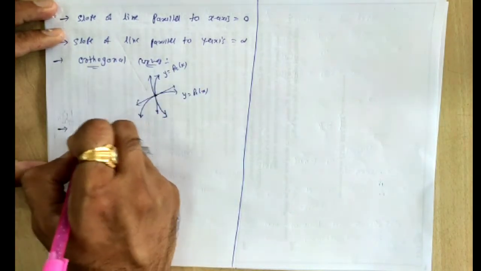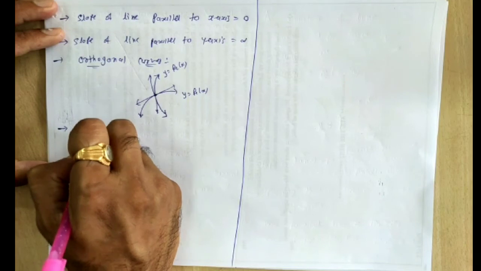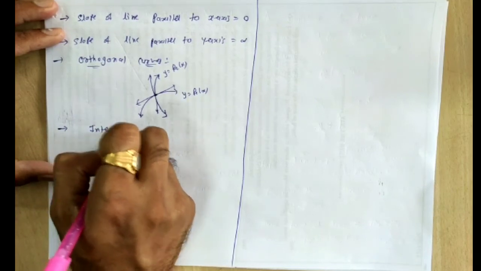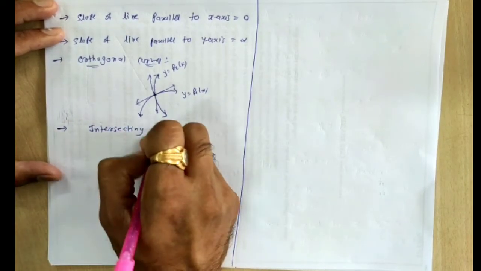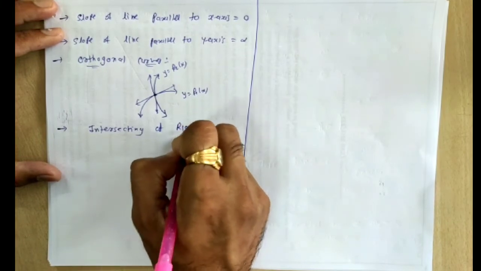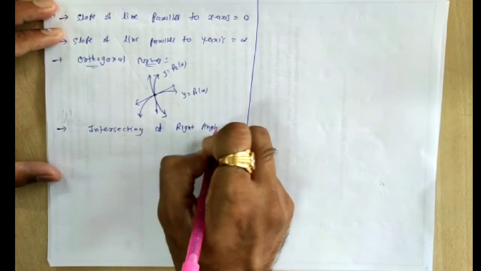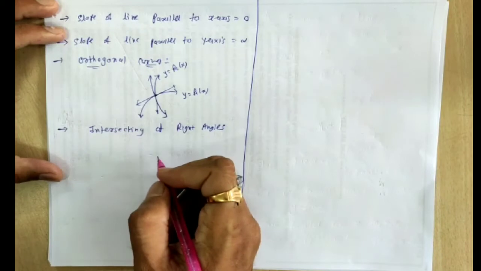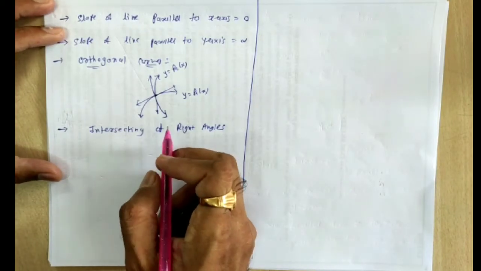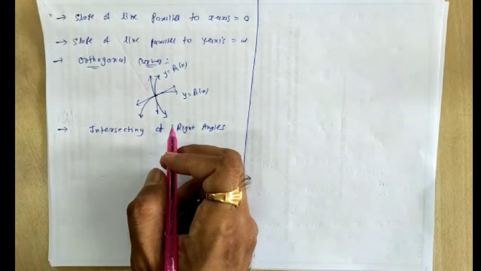What are orthogonal curves? Curves which are intersecting at right angles are known as orthogonal curves. To measure the angle, you have to consider the tangents of those curves. Done?